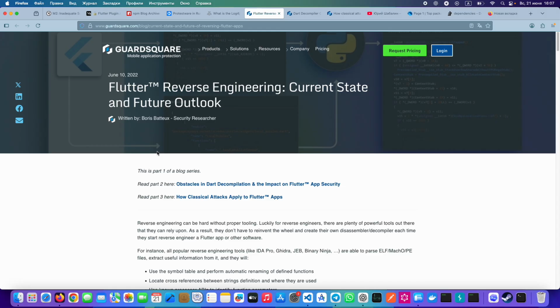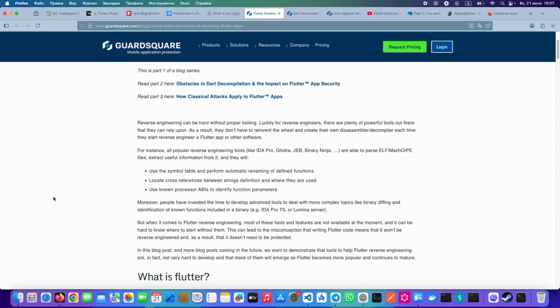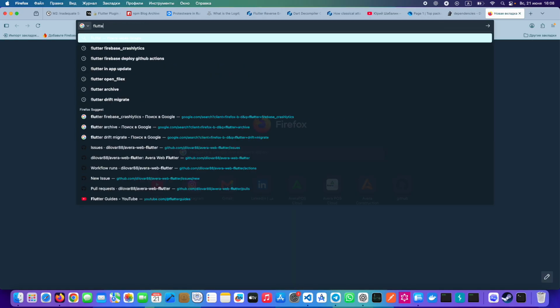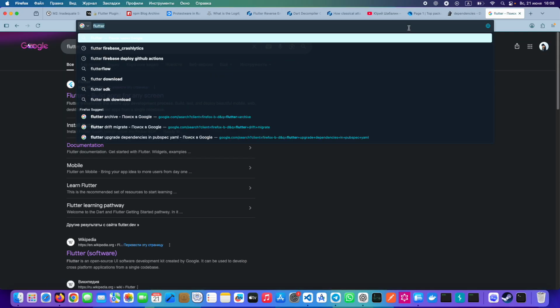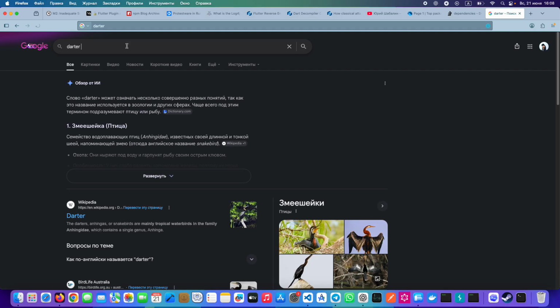That's good. But back in the days, since this article was written in 2022, people thought that Flutter could not be reverse engineered, but that's not true for the current situation, because there are a lot of tools you could find, like Jadx, Blutter, reFlutter. But back in the days there was another kind of tool called Darter, or maybe other things. Let's check it out. Darter, I guess it was Darter, Flutter.